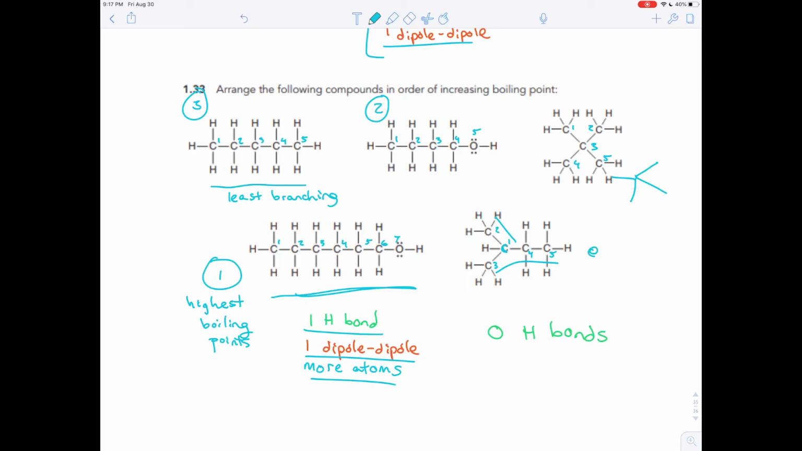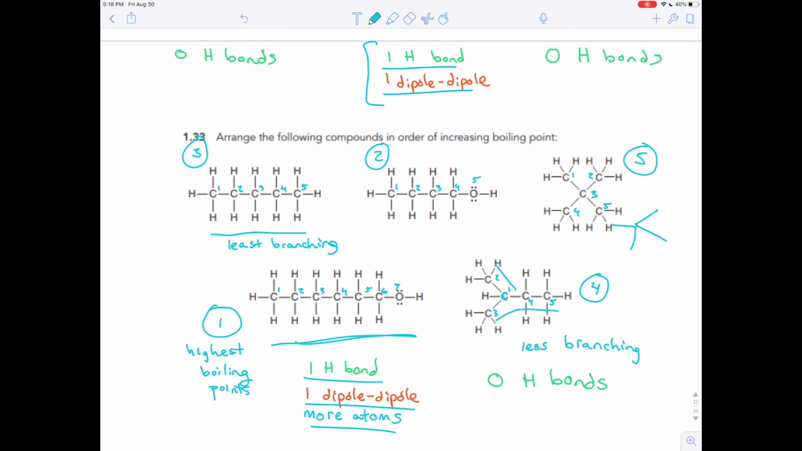And since this one here has less branching, it still has some branching, but it has less branching than the one in the top right, that would have the next highest boiling point. These molecules would be able to line up with each other a little better than these would, and so they would have more London dispersion forces between them, and so it would have the next highest boiling point, and the lowest boiling point would be this one.